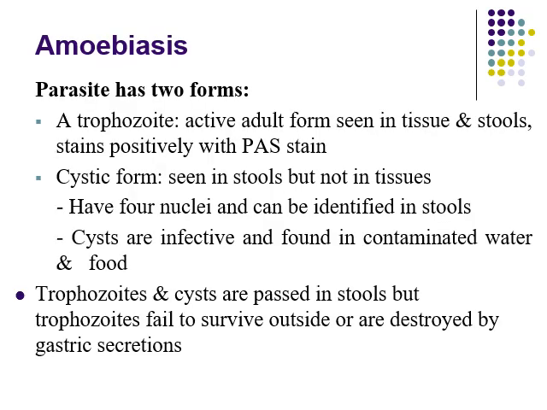About the parasite, Entamoeba histolytica exists in two forms. One is called a trophozoite. It is the active adult form that is seen in both tissues as well as stools, and it stains positively with the PAS stain. And the other one is the cystic form. It is seen only in the stools but not in the tissues. And under the microscope, it can be identified as having four nuclei.